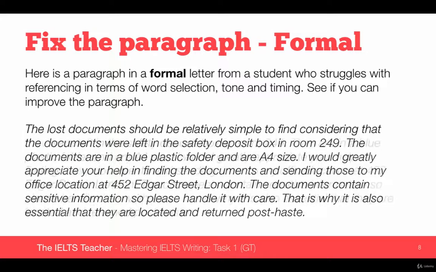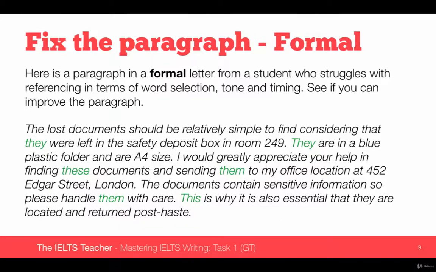Let's have a look. The lost documents should be relatively simple to find, considering that they, the lost documents, were left in the safety deposit box in room 249. They are in a blue plastic folder and are A4 size. So you can see here we're avoiding repetition, not the documents, but just they.